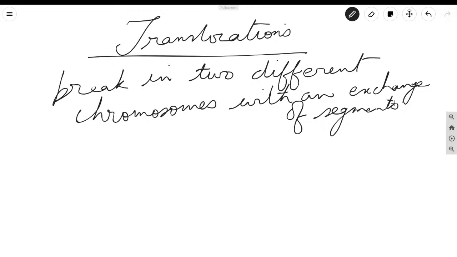Now, in humans, we have reciprocal translocation, non-reciprocal translocation. Also, we have Robertsonian translocation. Reciprocal means like this. Let me show it to you. There is something known as the Philadelphia chromosome. That is a very good example of reciprocal translocation.